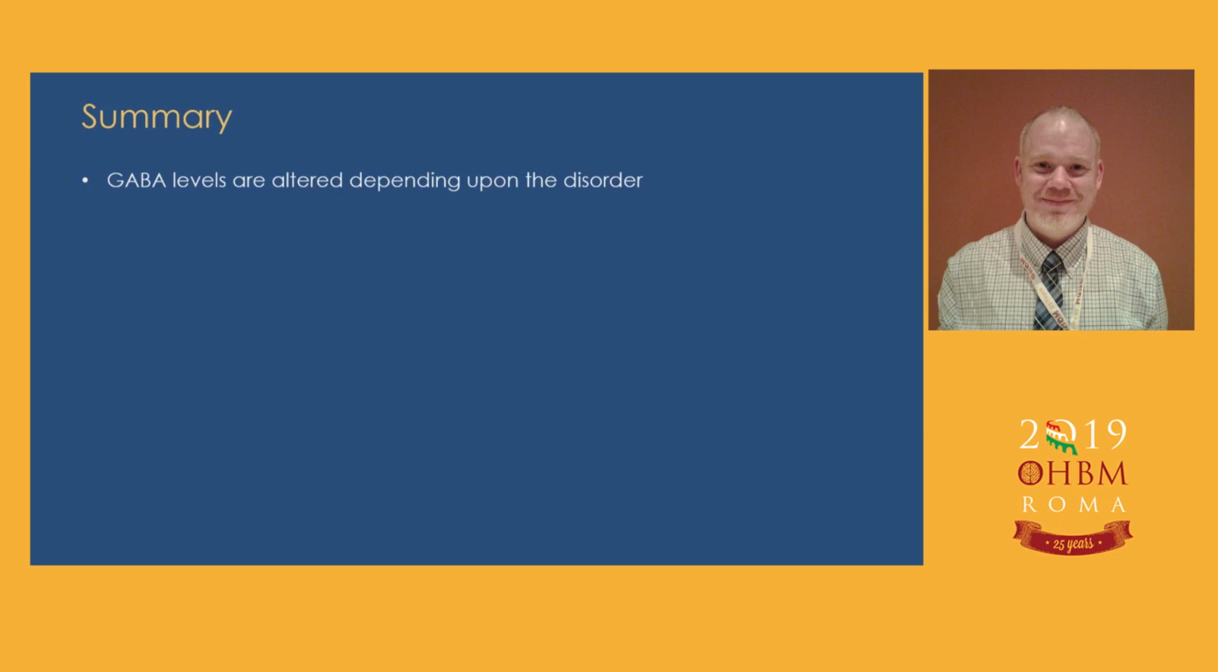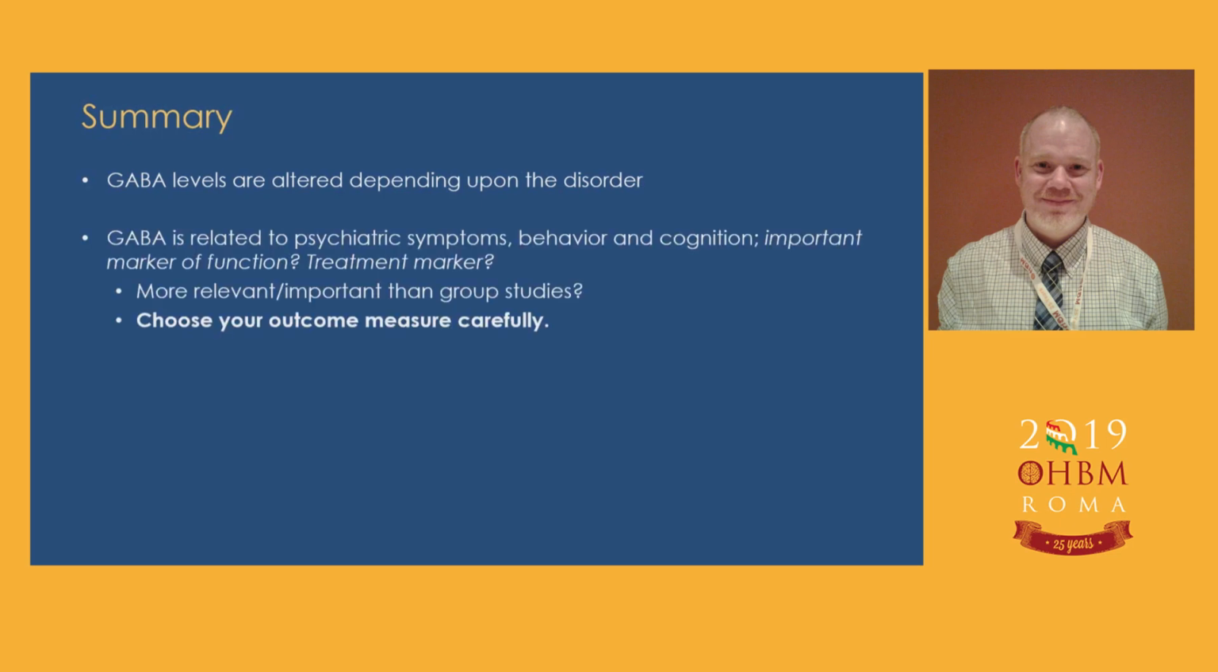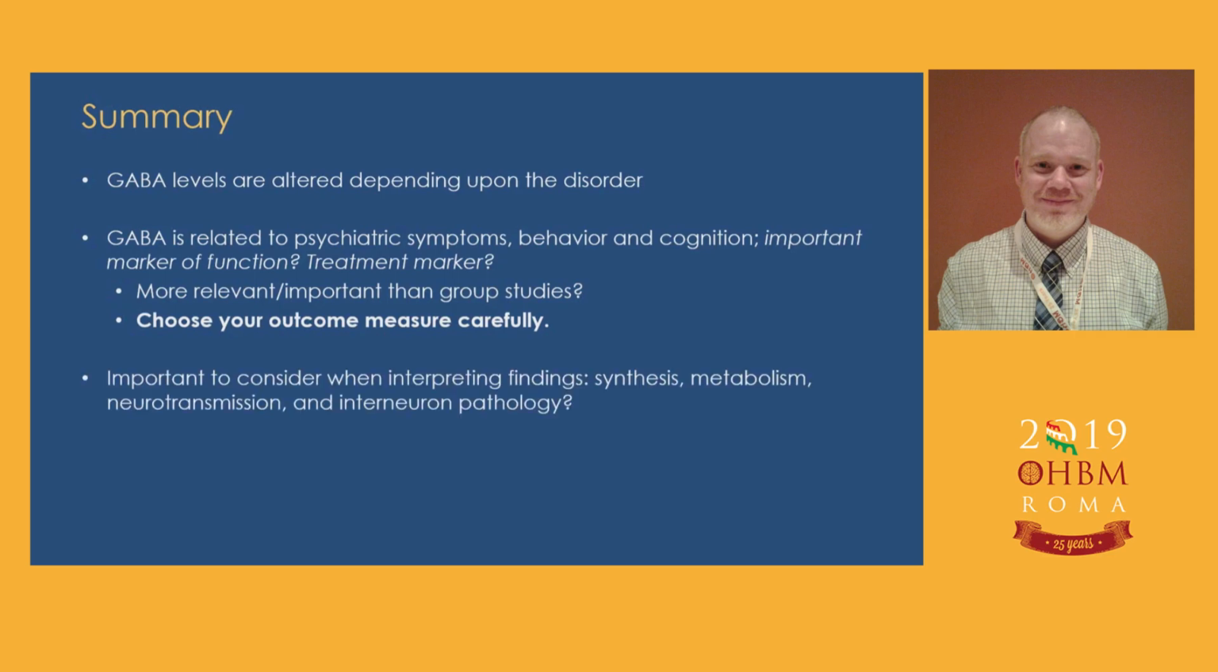So, to summarize, GABA levels are altered depending upon the disorder. And they're related to psychiatric symptoms, behavior, and cognition, which is an important marker of function and could be a potential marker of treatment. This is probably more relevant than looking at differences in means between groups, but it is important to choose your outcome measures carefully in terms of that they're relevant to GABA and relevant to the disorder.